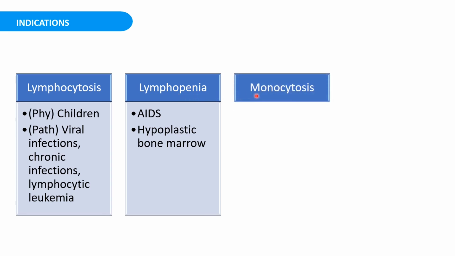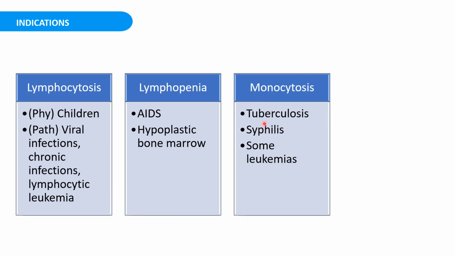Monocytosis means there is an increase in monocyte count. This is particularly found in tuberculosis. If you suspect the patient has been coughing for more than 3 months, and if you do DLC and there is monocytosis, there are higher chances the person is suffering from tuberculosis. So the indication of tuberculosis is monocytosis. Similarly, in syphilis also there is monocytosis, and in some cases of leukemias monocytosis will be found, but the most important is tuberculosis. In tuberculosis monocytosis is common.